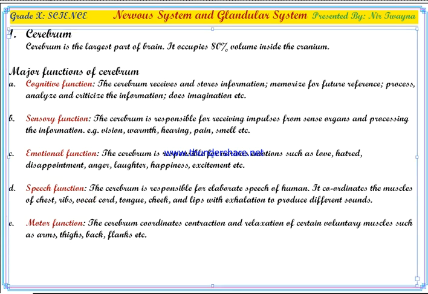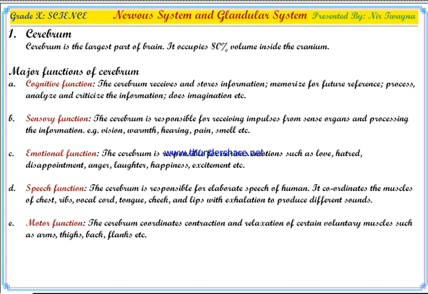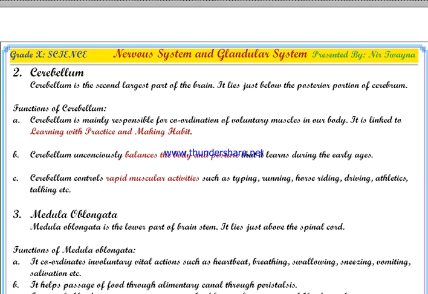Anyway, the next function is motor function. Motor means movement. The cerebrum coordinates contraction and relaxation of voluntary muscles such as arms, thighs, back, flanks, etc. With this contraction and relaxation of muscles, with this muscle coordination, we can move as we want. Okay, copy this. If not finished, pause the screen and copy it. Okay, the second one is the cerebellum.